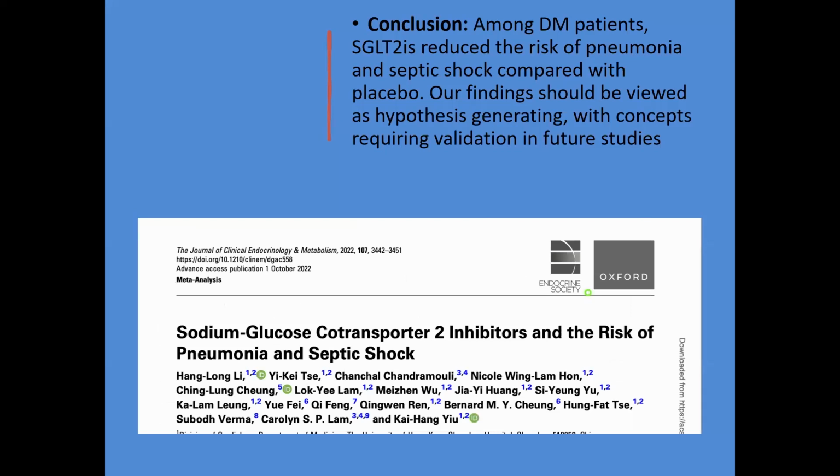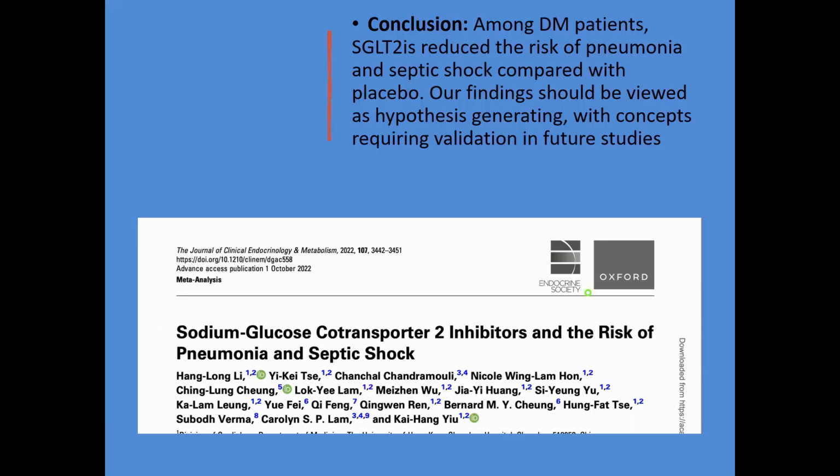So among diabetic patients, SGLT2 inhibitors reduce the risk of, this is a new one, pneumonia and septic shock compared with placebo. Our findings should be viewed as hypothesis generating, and the concepts require validation in future studies. So the risk of pneumonia and septic shock is also reduced.